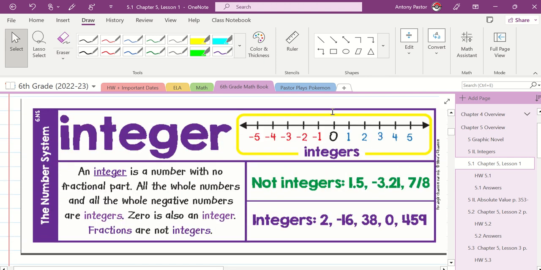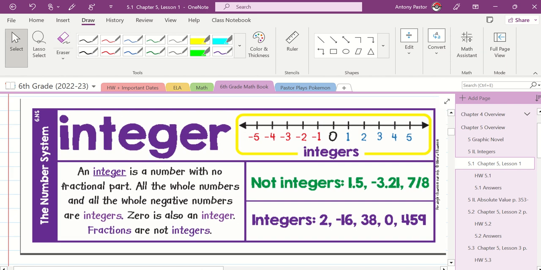So this should be in your notes for this lesson. An integer is a number with no fractional part, meaning that it is a whole number. All the whole numbers and all the whole negative numbers are integers. 0 is also an integer. Fractions are not integers. Decimals would also not be integers. So again, an integer is any whole number, whether it's negative or positive, and 0, because 0 is not a negative or positive number. So integers would fall along our number line.